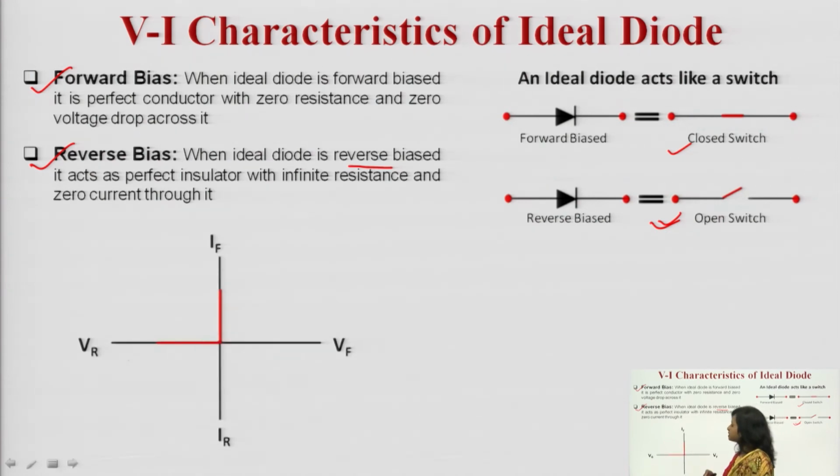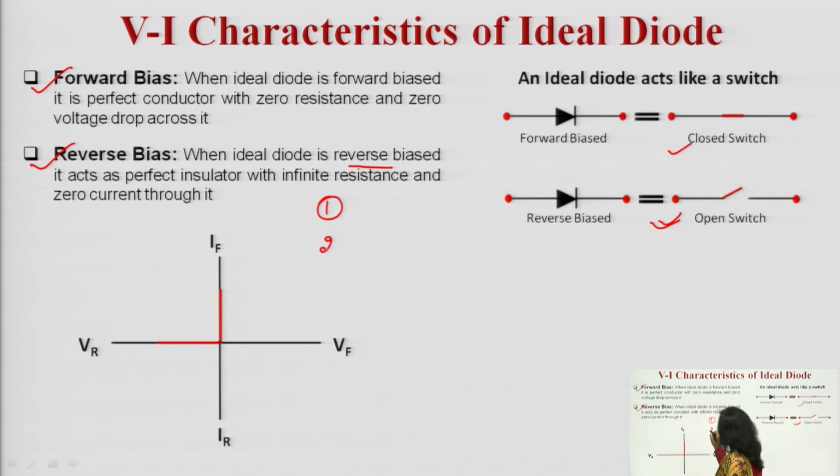This is the characteristic curve of the ideal diode. You can see the V-I characteristic curve of the ideal diode. The first approximation: just recall, in forward bias, even when the diode is connected in any circuit, if the applied voltage is even 0, it will start conducting. While in reverse, there is no flow of current. This is the closed switch, this is the open switch. This is the first approximation.